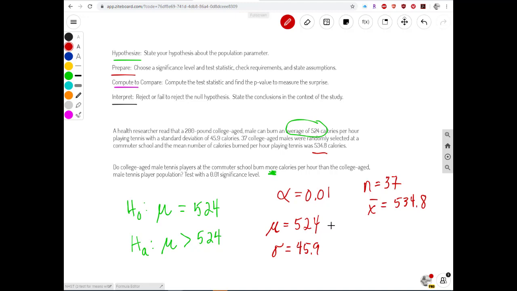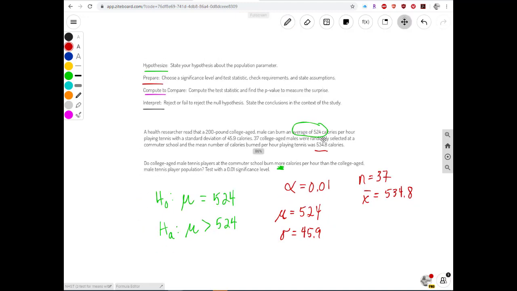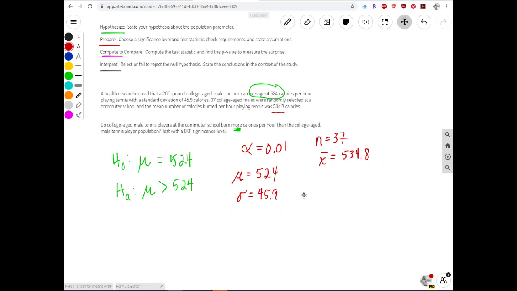And now let's start getting the other information. So let's see, what kind of test do I need? Do I need a left one-tailed, a right one-tailed, or just a two-tailed? Well, this is just looking for values that are significantly greater than 524. So I'm going to be looking for a right-tailed test. Right one-tailed test with a 1% significance level.